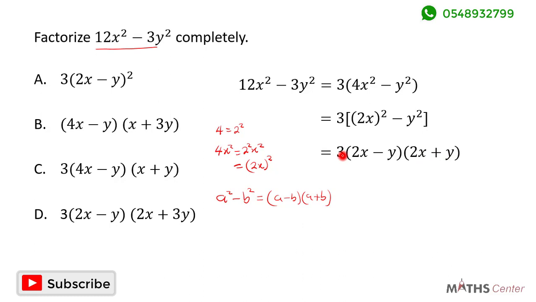Don't forget that we already have 3 multiplying it. So when we factorize this expression, we are going to have 3 times 2x minus y in one bracket times 2x plus y in another bracket. When we look through the options, we can see that the correct option is D.